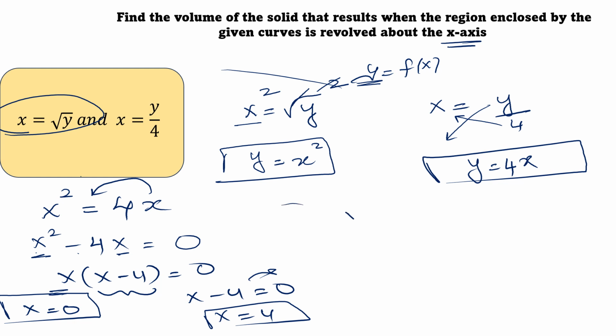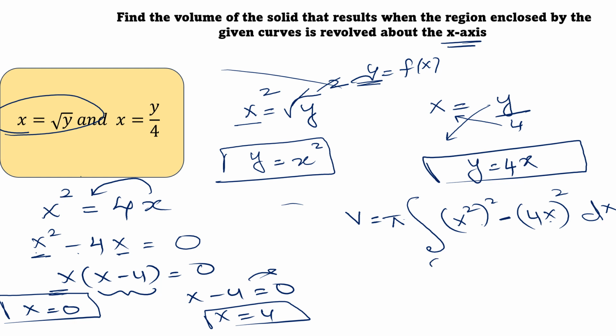Now what you have to do? You have to write the formula. V equals pi integral sine x square, the first function, top function, minus the bottom function. Don't forget to put the power 2. Everything is written in terms of x. Don't forget to put the dx. The limits: the smaller number at the below limit, and the upper limit should be the higher number. Write it in the calculator and get the answer.